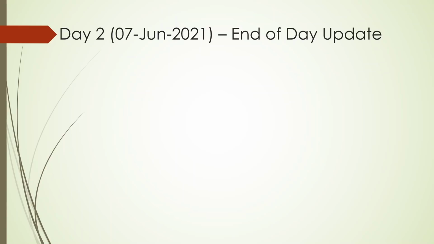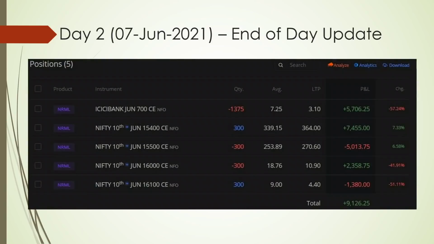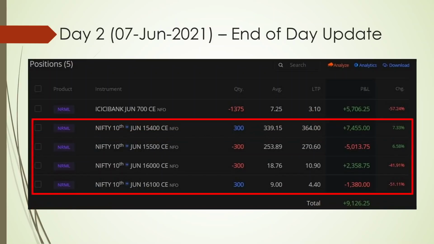We have a Call Condor with the 10th of June 2021 expiry. I am giving you the day two end of the day update of the Call Condor positions. Let's see. The Call Condor has increased its profits a bit. I have just highlighted the Call Condor. The ICICI Bank trade, as I explained earlier, is going on. We will talk about it in a different video. Let's focus on the Call Condor, highlighted in the red box.